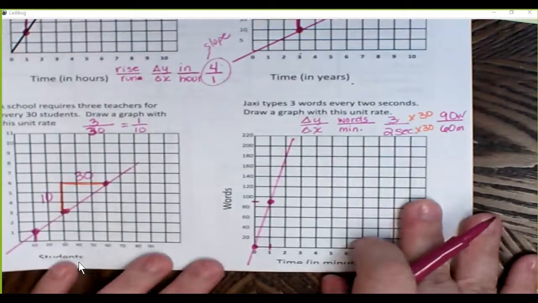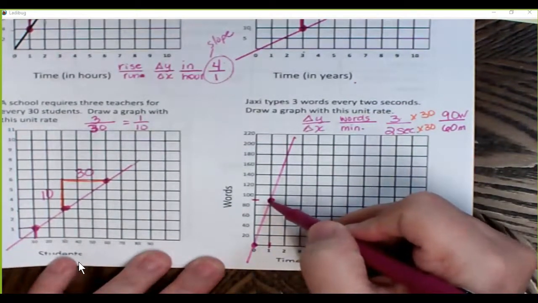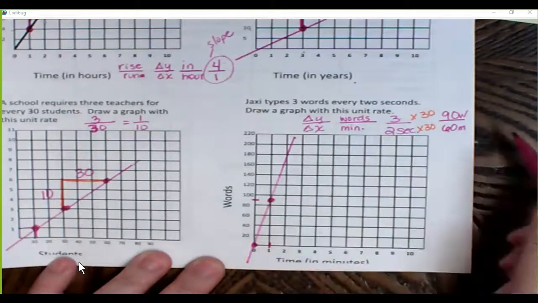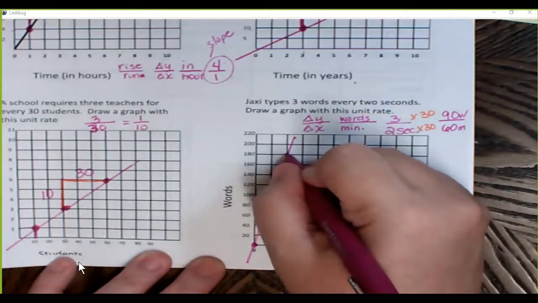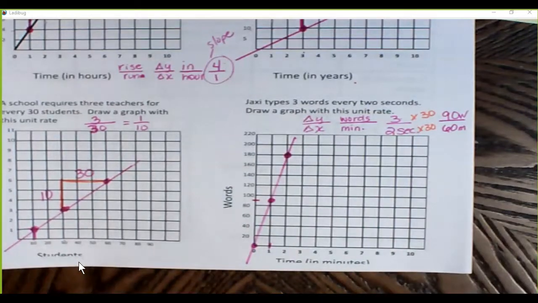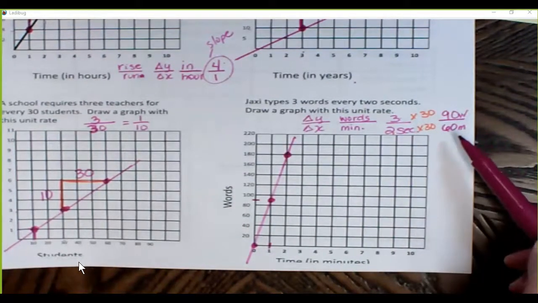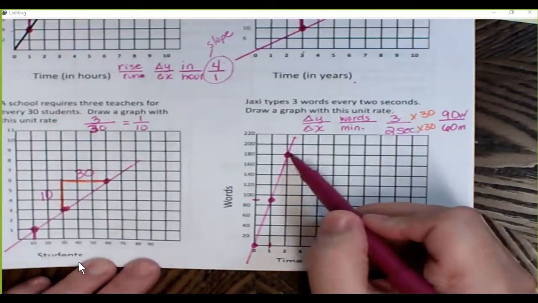And we can always double check ourselves by going up 90 more and going over to 2 minutes, which would be 120, right? So that goes up to 180 and 2 minutes. So if it's 90 words in 1 minute, how many words is it in 2 minutes? 180. That matches. It's a point on my line.